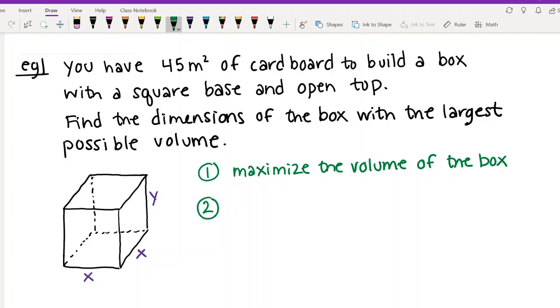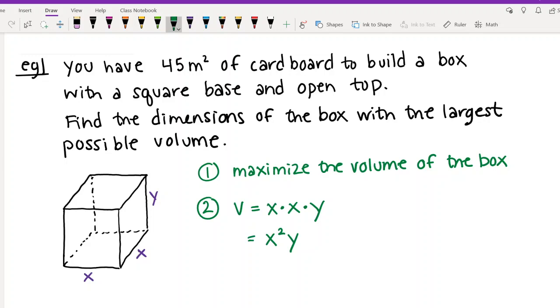The next step is to write down an equation that expresses the volume of the box. How do you find the volume of a rectangular solid? You do length times width times height. In the same way that finding the area of a rectangle is length times width, in a three-dimensional object you have to multiply all three dimensions. So the volume is equal to X times X, and then we have Y as our height. We could also rewrite this as X squared times Y.